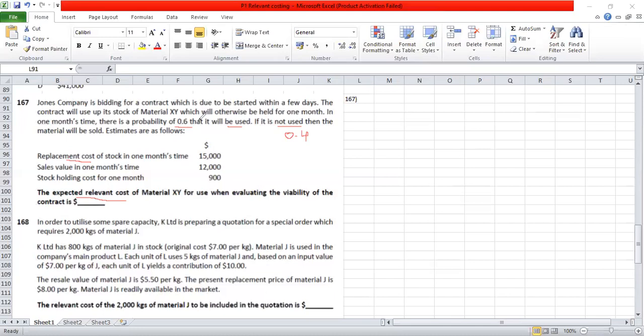Next part. It says that sales value in 1 month's time, if it is not used, then the material will be sold, and the sale will generate a revenue or a cash flow of 12,000. Cost of holding the stock for 1 month is 900.